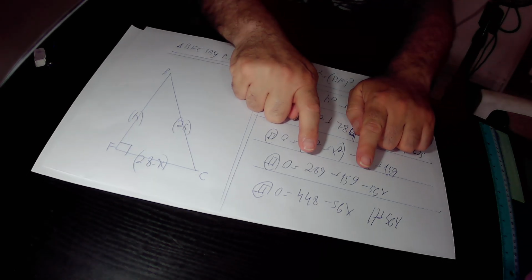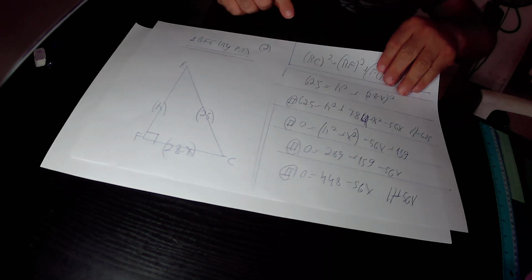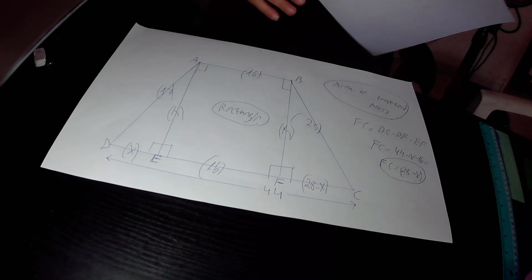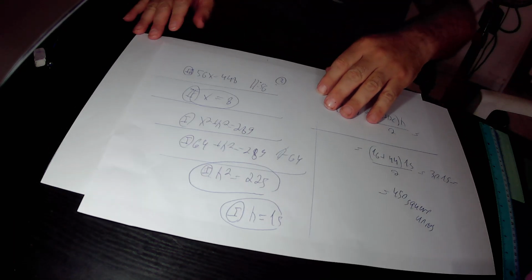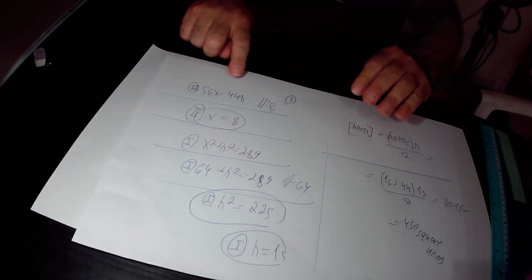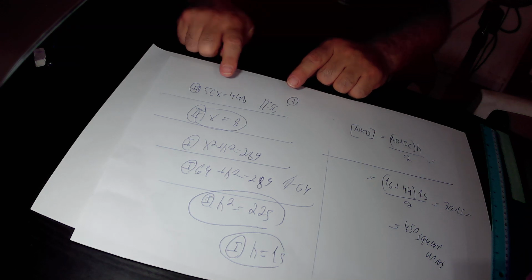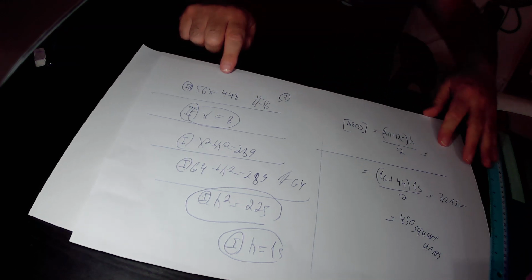Here we added 56X to equation 2, and finally found that 56X equals 448. Here we divided this equation by 56, and finally found that X equals 448 over 56, that is 8. So X equals 8 units in length.